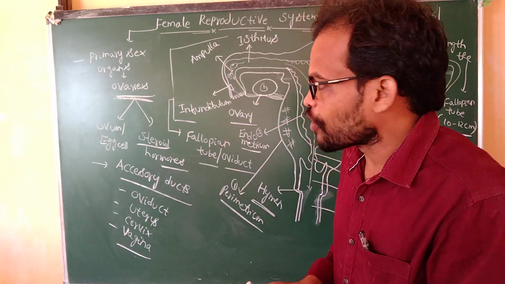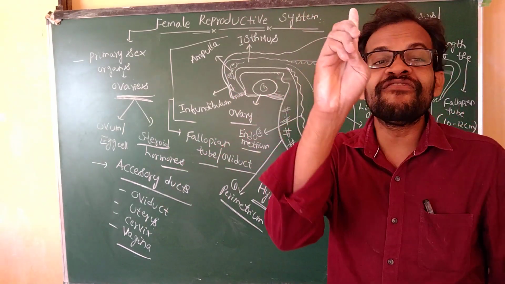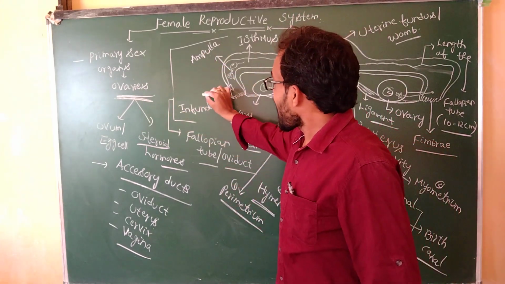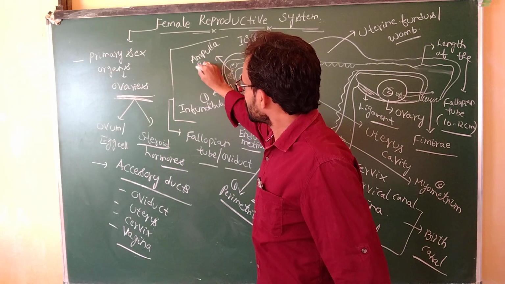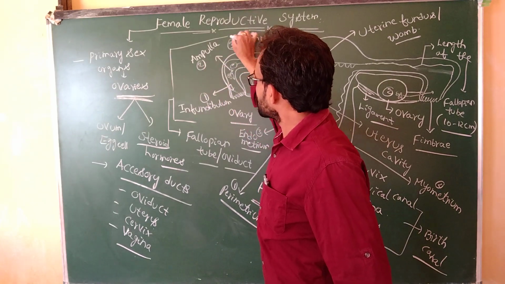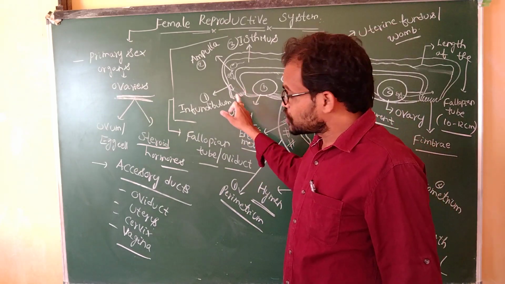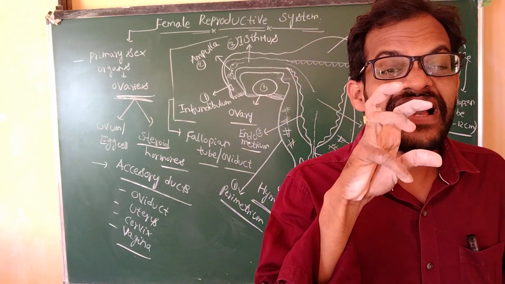The first part of the fallopian tube is known as the infundibulum. The infundibulum opens into the ampulla, the second part of the fallopian tube. The third part of the fallopian tube is the isthmus. The edge of the infundibulum is known as the fimbriae.